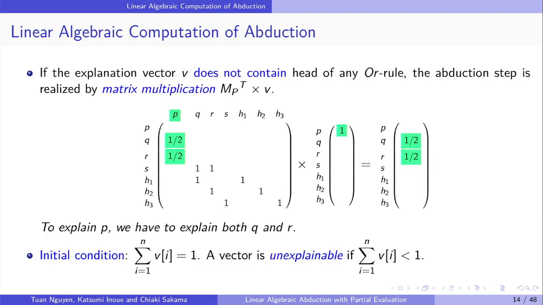And if the explanation vector V does not contain any head of the OR rules, the abduction step is realized by matrix multiplication with the abductive matrix. So this is the abductive matrix, and by multiplying it with the observation vector, we obtain the explanation. So we say that to explain P here, we have to explain both Q and R. And we also have an initial condition that the summation of all elements in the vector is 1. So a vector is unexplainable if the summation of all elements here is less than 1.